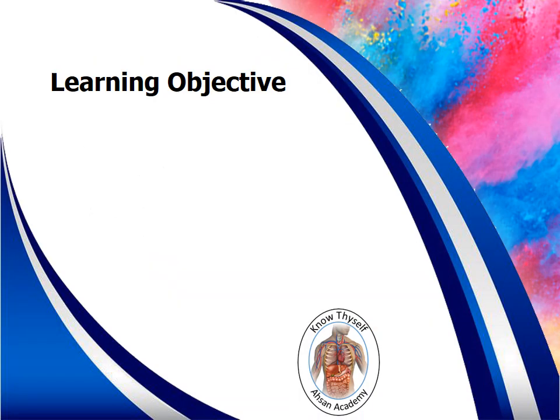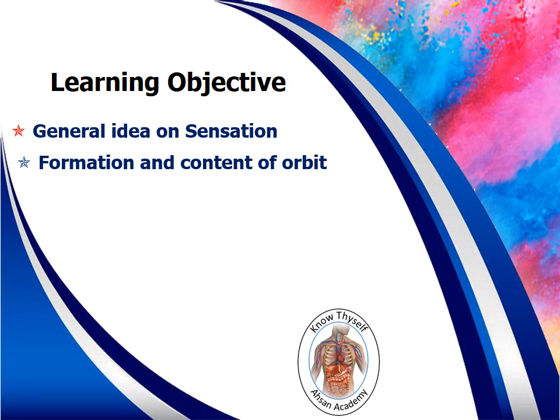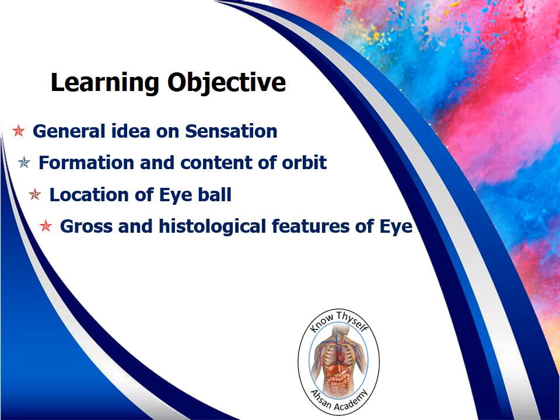In this presentation, I will start with a discussion on the general idea of sensation, how the orbit is formed and the contents of the orbit. Then we will discuss the gross anatomy of the eye with its location first, then the gross anatomy and histological features of the eyeball and refractive media of the eye.